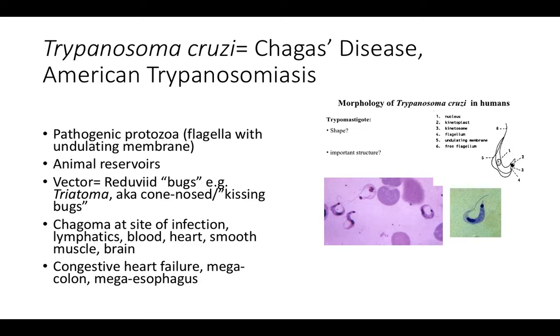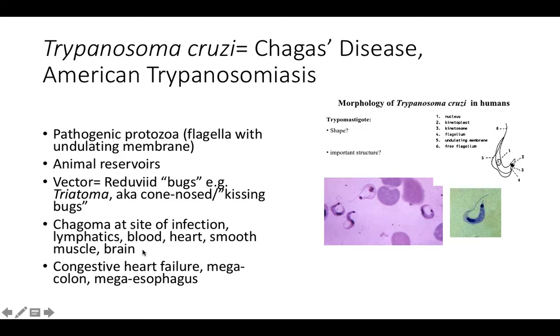assassin insect. So usually they'll come out at night while we're asleep. They'll crawl up onto our face. They start feeding on our blood, and while they're feeding, they defecate. And the Trypanosoma cruzi is actually in the feces. So we might help wipe the trypanosoma into the bite wound, or maybe we rub it into our eye, and that's how we're going to get infected.